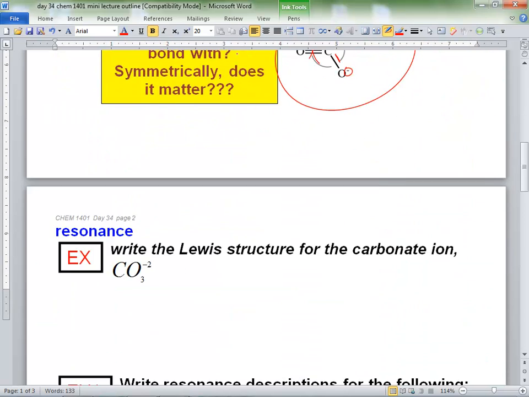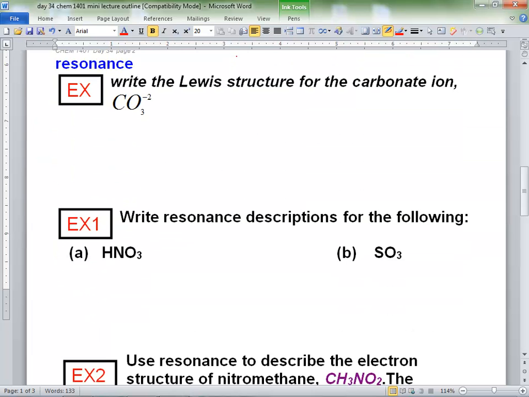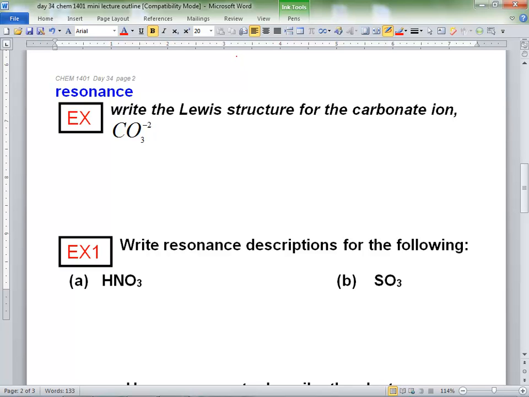Let's try one of these together, and then we'll jump down to something else and do it together before we go to the boards. Let's do carbonate. Let's draw the Lewis structure for carbonate and all the resonance structures here. So you put C in the middle. Class today is not just about drawing resonance. It's also about compounds that break the octet rule.